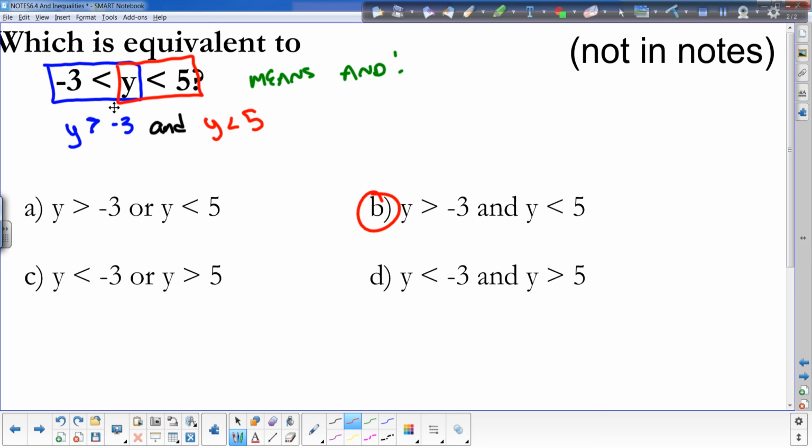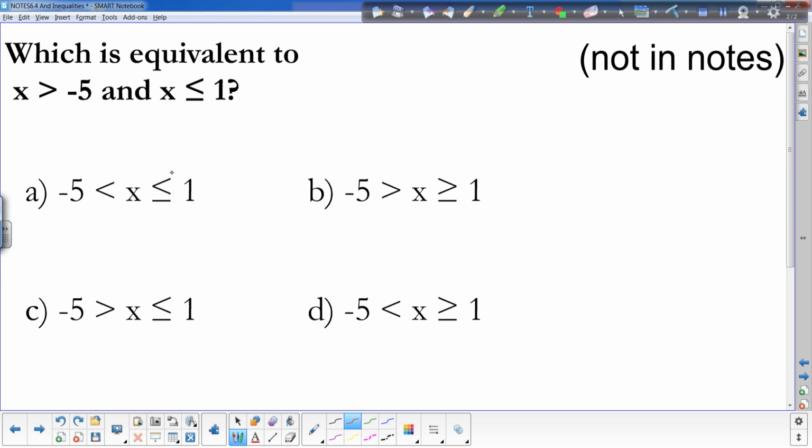Okay. Notice that I flipped the sign here, but that's because I flipped the order. What I did when I looked at the blue, I just said, if this was an alligator, what's it eating? It's eating the y, so I want to make sure it's still eating the y. Okay. Let's look at another one.